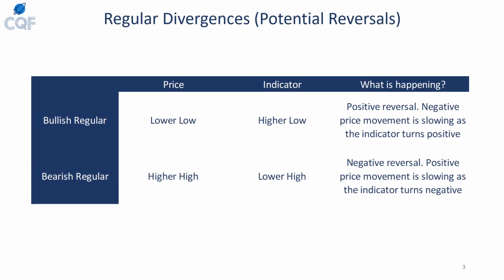A bearish regular divergence is the price making a higher high, and the indicator is making a lower high. So the positive price momentum here is going to be slowing as the indicator turns negative. This is potential for a negative reversal.